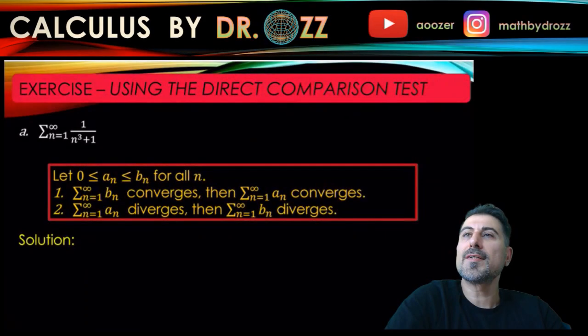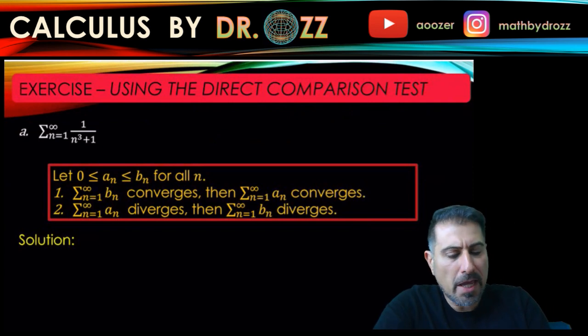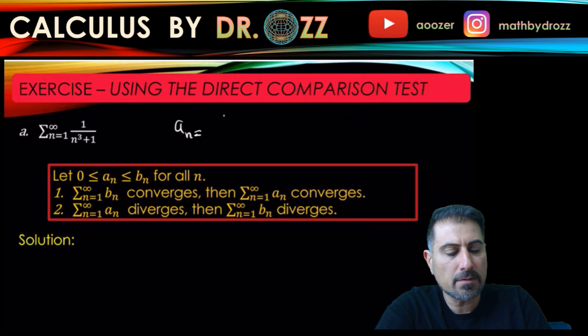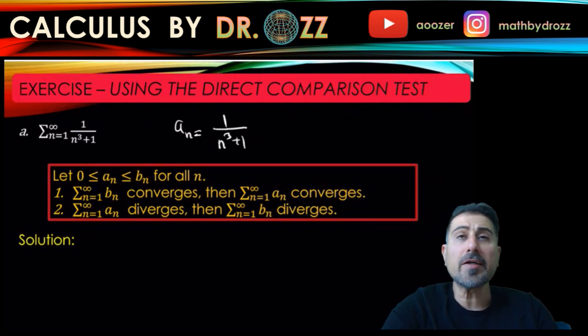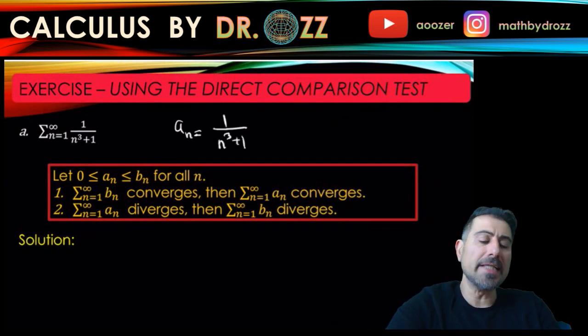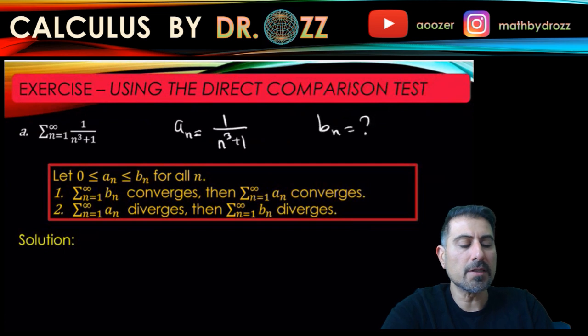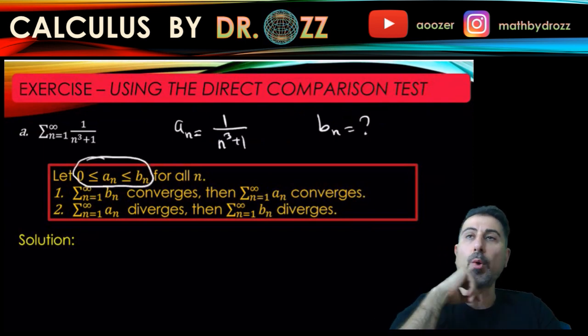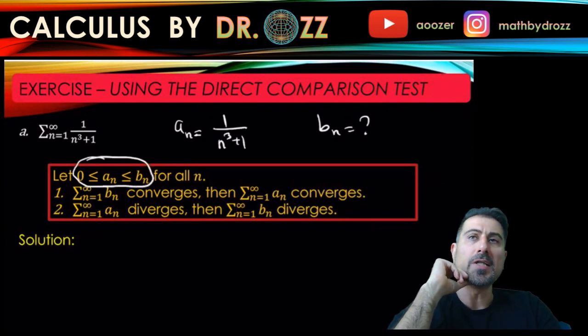All right, let's start with the first infinite series. That's 1 over n cubed plus 1. In the direct comparison test, we have to compare, let's call this 1 over n cubed plus 1 to be an, to bn. But the question here is who is bn? And once you have bn, would you have this kind of inequality between an and bn?